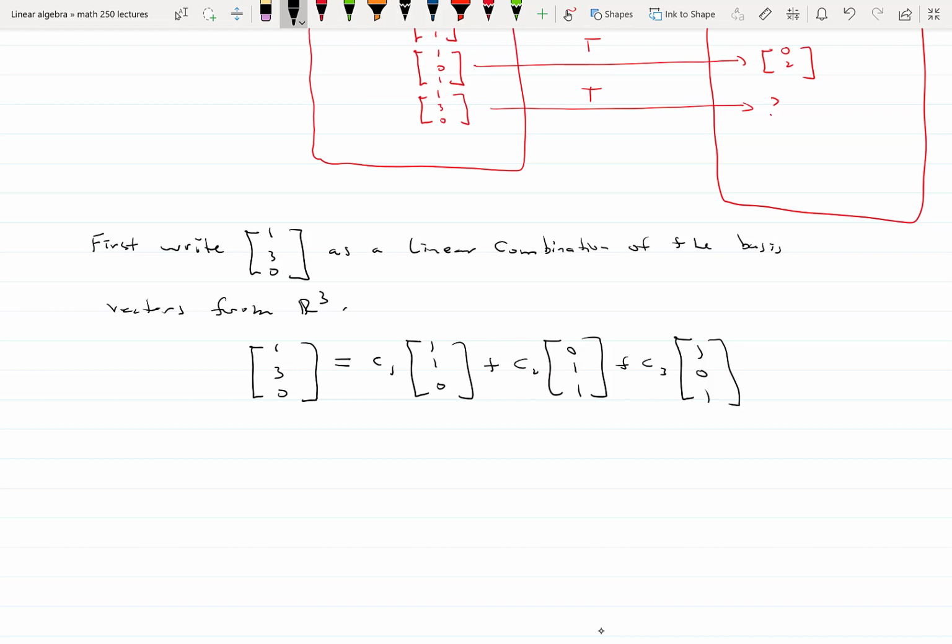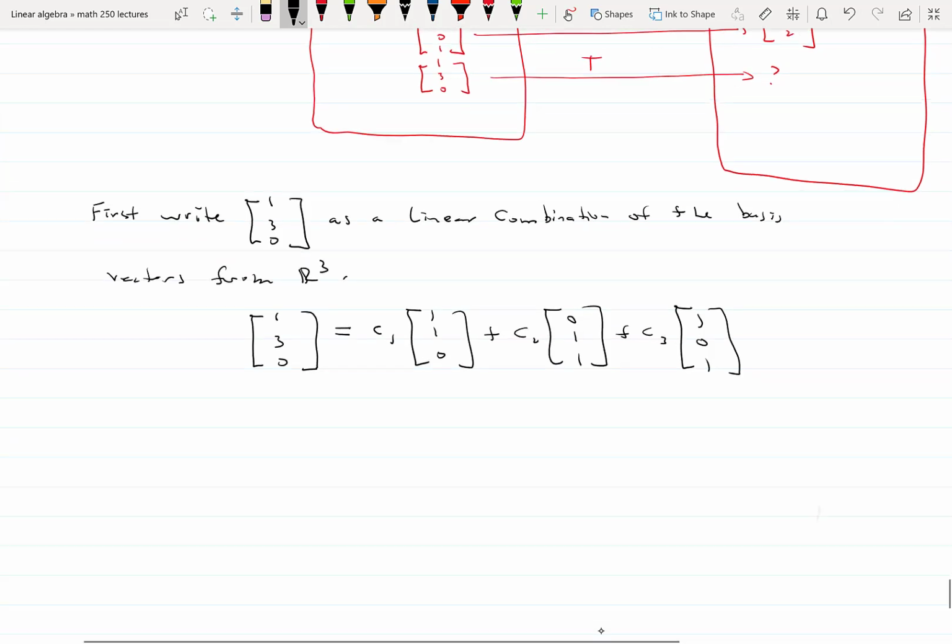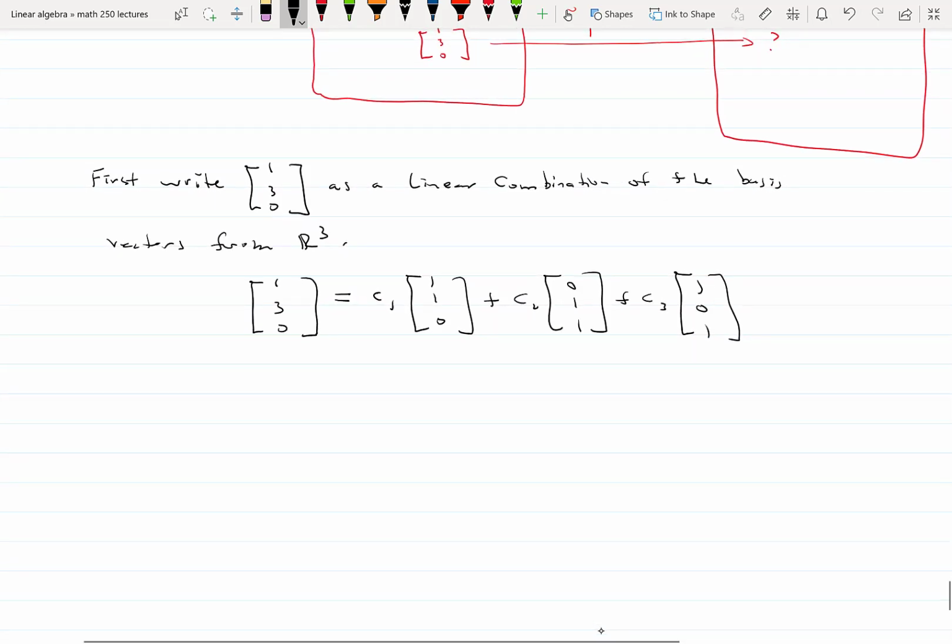First, write (1, 3, 0) as a linear combination of the basis vectors from R3. How do I know I can do that? Because basis vectors are precisely for that: every element from R3, in this case, can be written as a linear combination. So all I need to do is find C1, C2, C3. Well, that translates into a system of equations. This is the same old stuff from before.